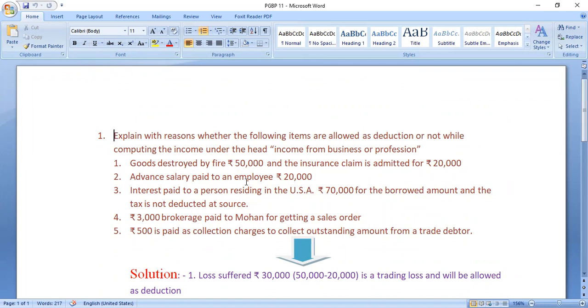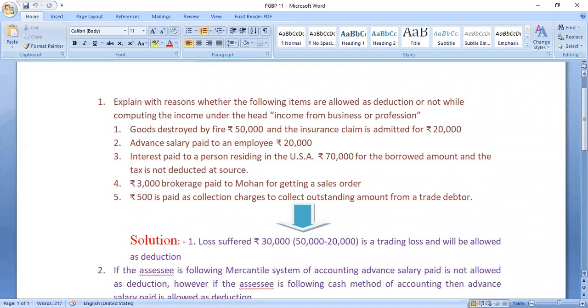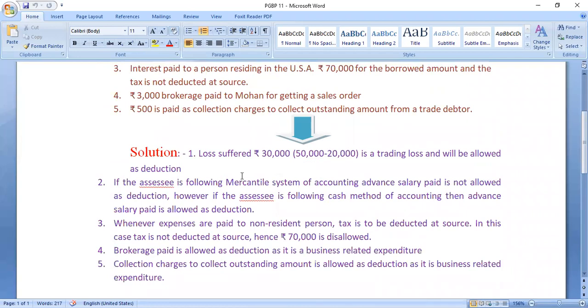Okay. Next, advance salary paid to an employee. Can you allow deduction? Salary is an allowed deduction. Can you allow advance salary paid to an employee? What is your answer? Actually, salaries are allowed as a deduction, business expenses. But advance salary, what is the result of this? The result is that now you have to verify whether the trader is following the mercantile system or the cash system of accounting.